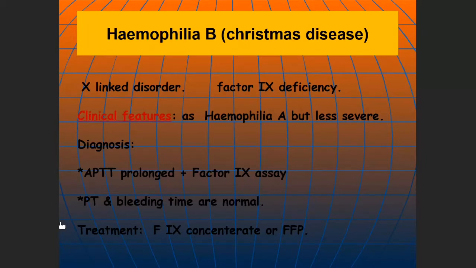Okay. Let us move to the second type of inherited coagulation factor defect, which is hemophilia B or Christmas disease. Christmas is the first family in which the disease was diagnosed, so they called it Christmas disease. This is the same as hemophilia A, but it is due to factor 9 deficiency. It is less severe compared to hemophilia A.